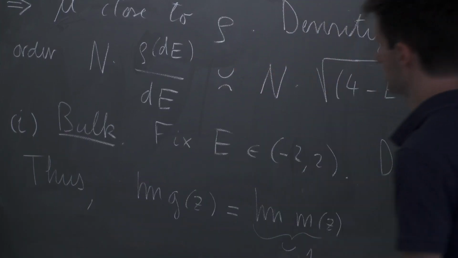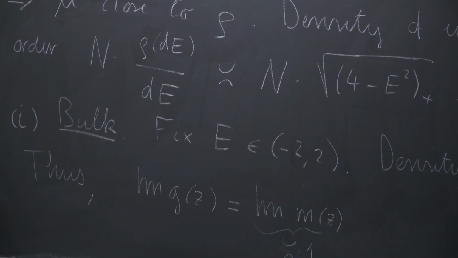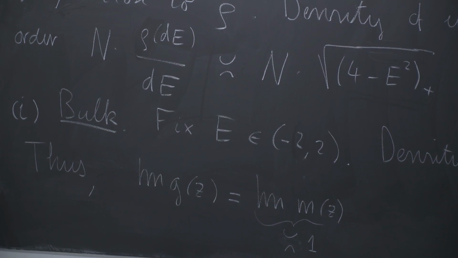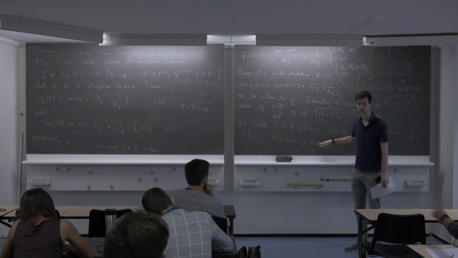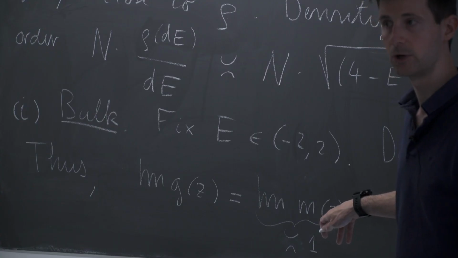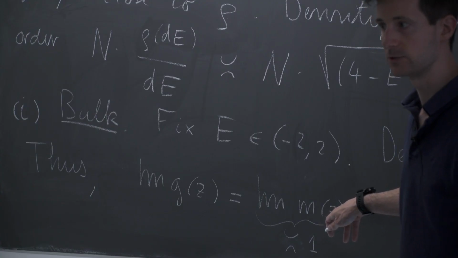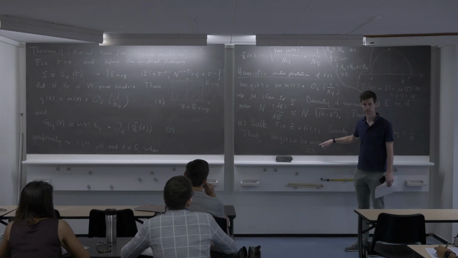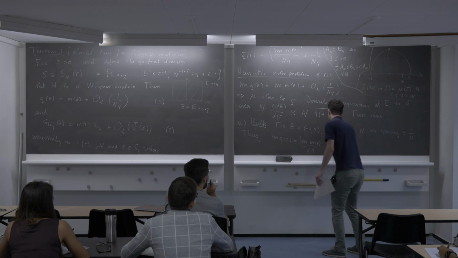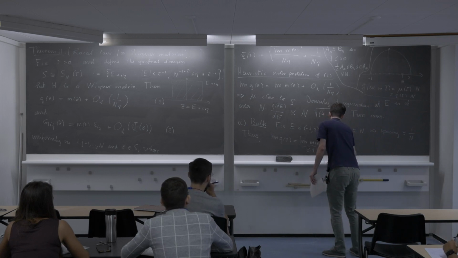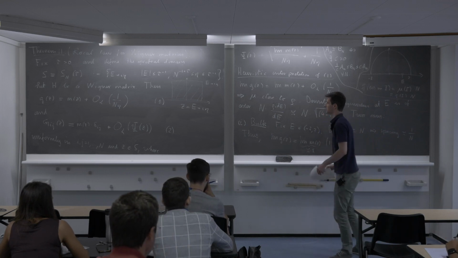This is a simple exercise to check. In fact, if you did the homework set, you worked out what this thing is when eta is very, very small. You saw that up to a factor 1 over pi, this thing converges to the density of the measure, which is given by this number, which is strictly positive. And I can write it as 1 plus little o of 1.